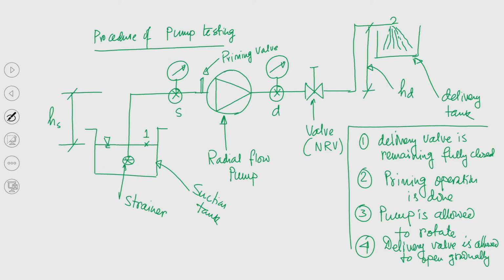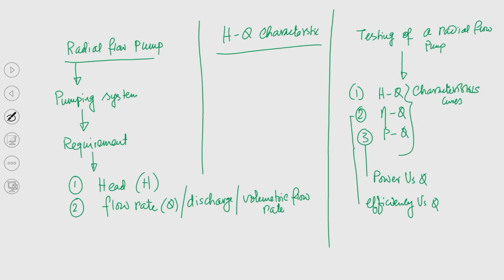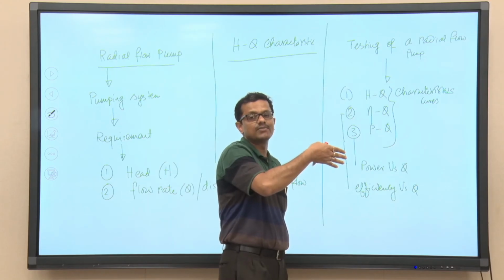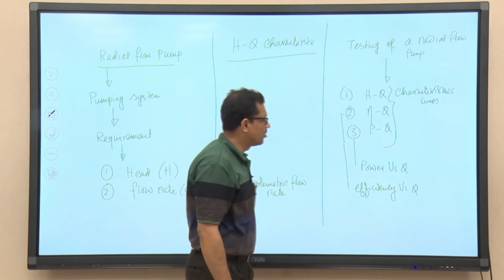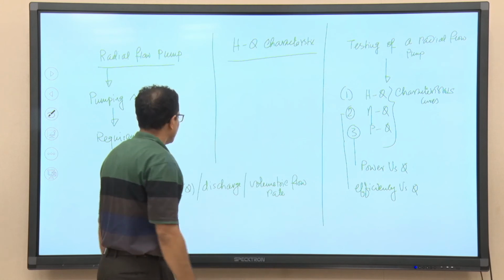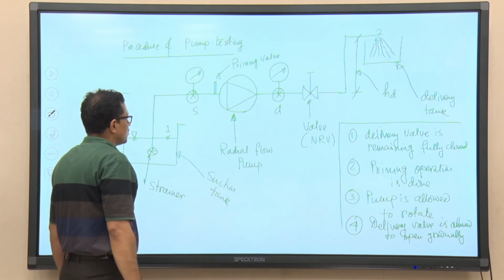So, by doing this test we can generate these 3 different curves, which are very important to the system designer and the end user. By looking at those curves and knowing the system resistance, he can select a pump, and also identify the operating point. Okay, so this is what we have discussed.